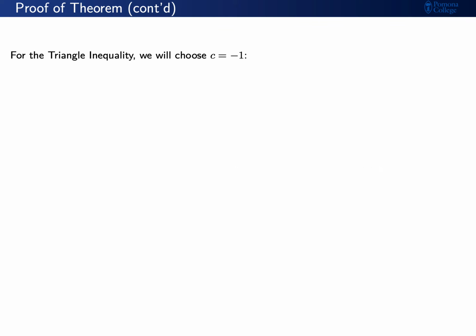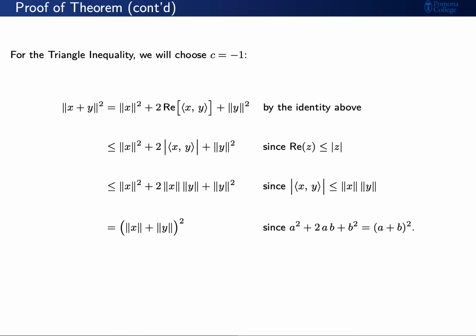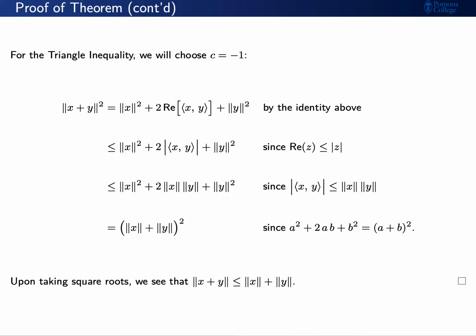Finally, for the triangle inequality, we'll choose a different c. We'll choose c equal to minus 1. And upon staring at this, we realize that the square of the norm of x plus y is less than or equal to the square of the norm of x plus the norm of y. Upon taking square roots, we then find the desired inequality.